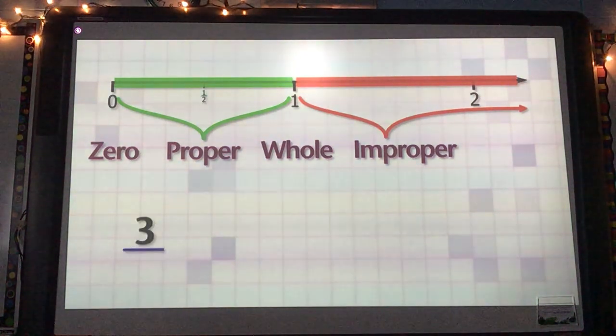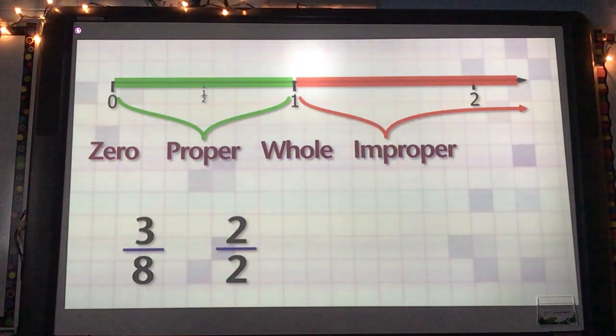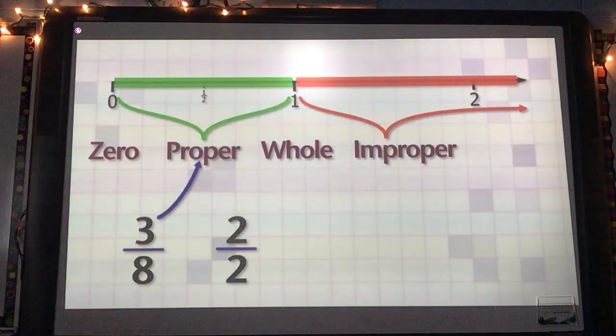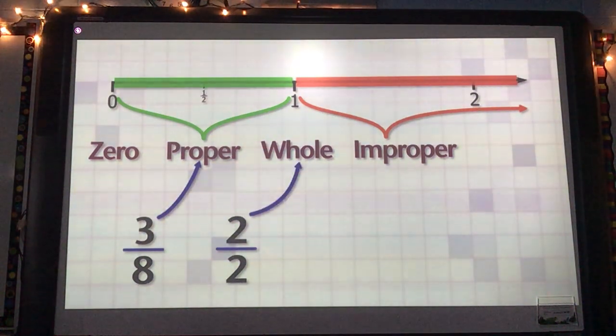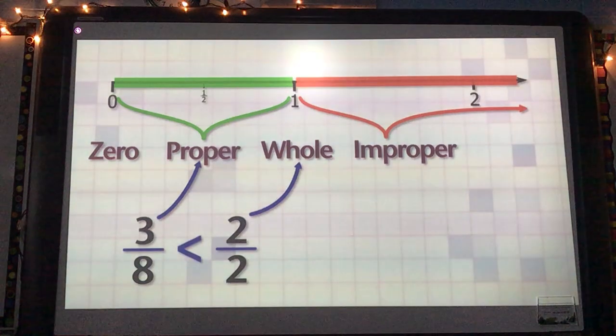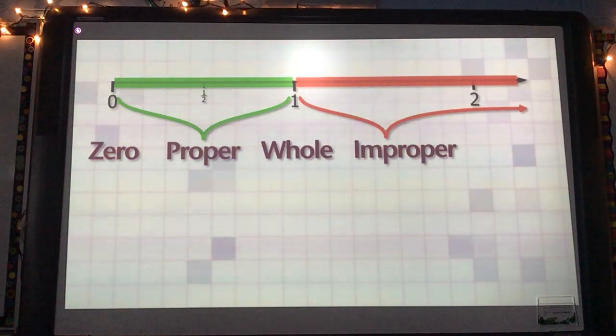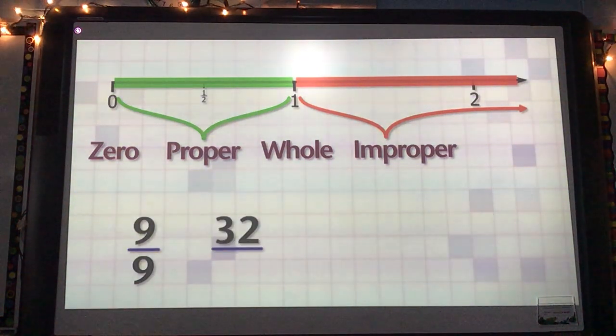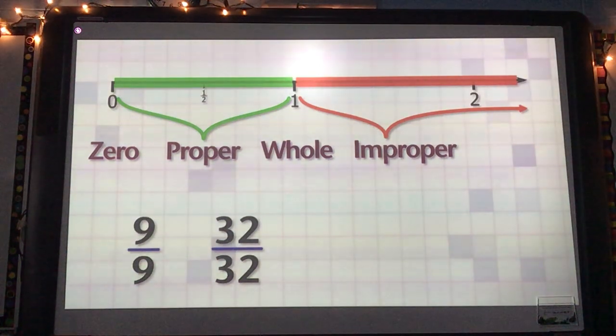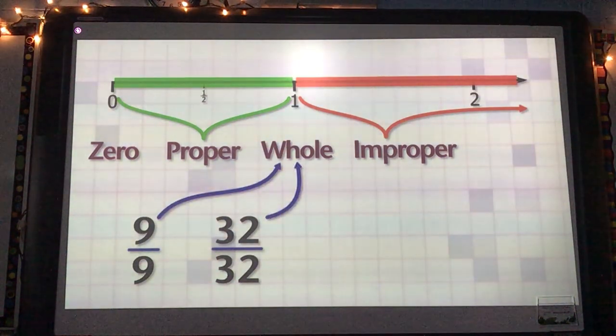Now let's do 3 over 8 and 2 over 2. 3 over 8 is a proper fraction and 2 over 2 is a whole fraction. So that means that 3 over 8 is less than 2 over 2. Now what about 9 over 9 and 32 over 32? Now that's easy. Since they're both whole fractions, and whole fractions are always equal to 1, these fractions are equal.